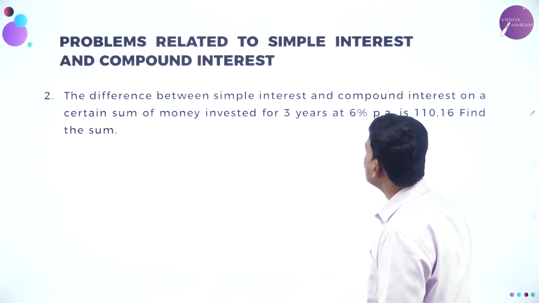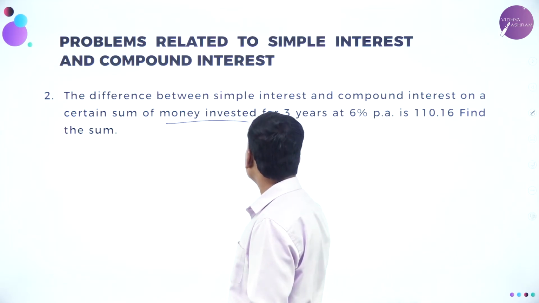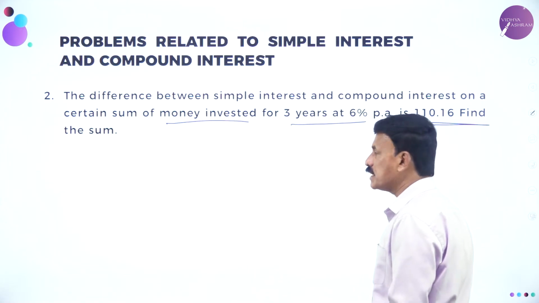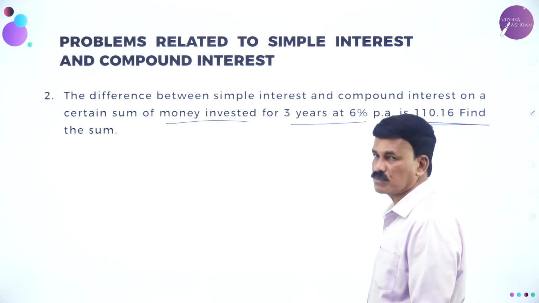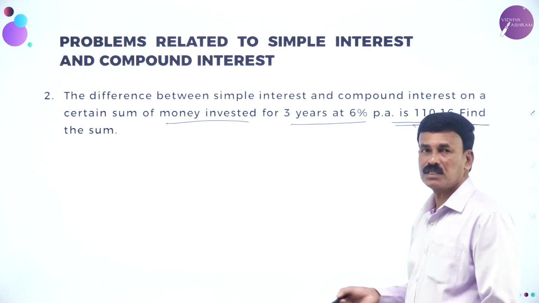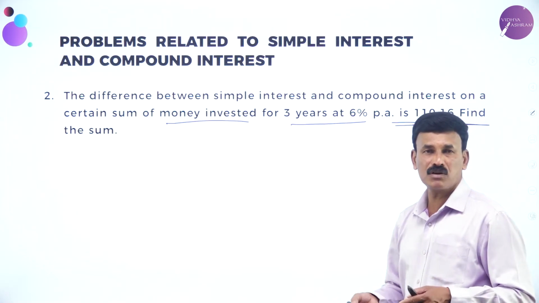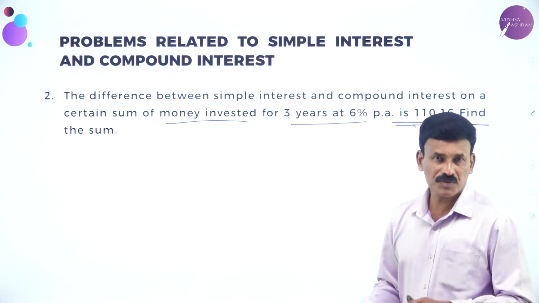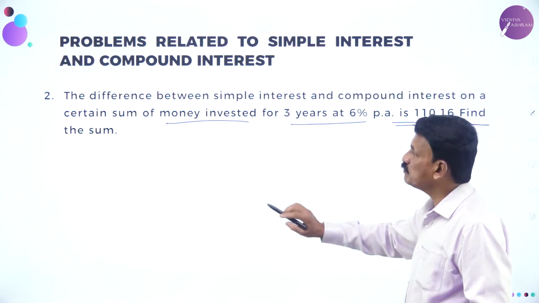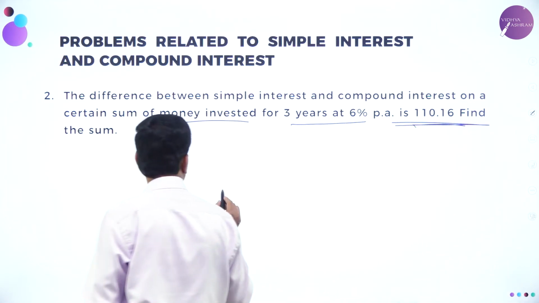The difference between the simple interest and the compound interest on a certain sum of money invested for 3 years at 6% per annum is 110.16. Find the sum. So here the difference between the simple interest and compound interest is given. In the previous problem, we determined the difference, whereas here the difference is given, and also the rate of interest and the time period are given. What is required is to find the sum.